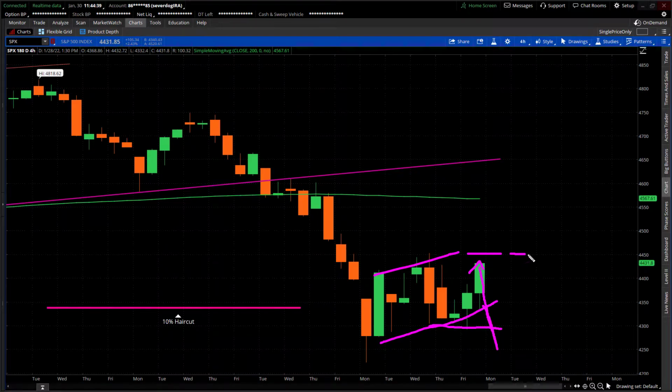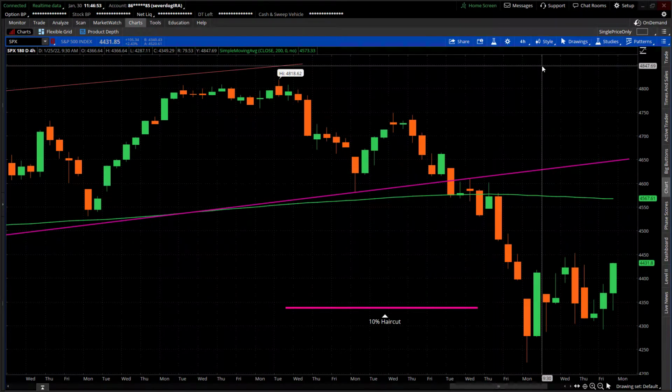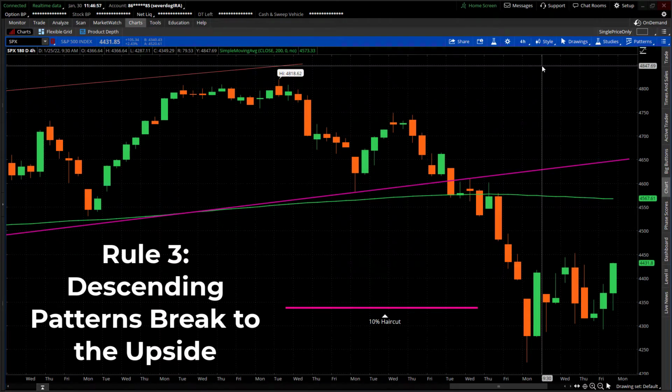So this allows us to give two levels where we can really see what's going on, whether it's 44.50 to the upside, or maybe even a close below 4,300 to the downside, that shows us whether the next move is to the upside or to the downside based on rule number 2, reversals start from the inside out and they propagate higher. Now we're going to move to rule number 3, descending patterns break to the upside eventually.